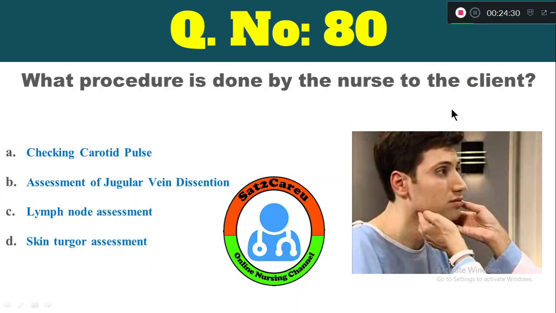So in this image, what is the assessment done by the nurse to the client? Option A, checking carotid pulse. B, assessment of jugular vein distension. Option C, lymph node assessment. Option D, skin turgor assessment. So this assessment is lymph node assessment.